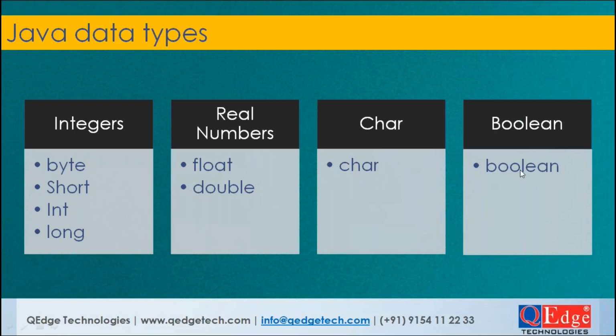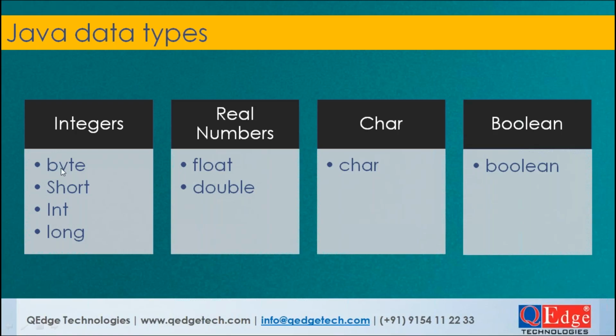There are 8 data types available in Java. These 8 data types belong to 4 major categories: integers, real numbers, char, and boolean. Here, byte, short, int, long, these 4 data types belong to the integers category.